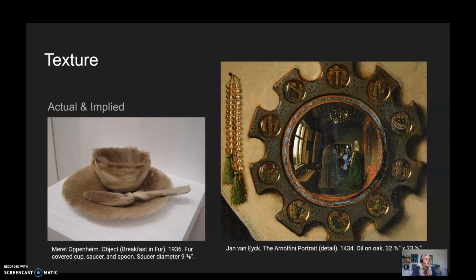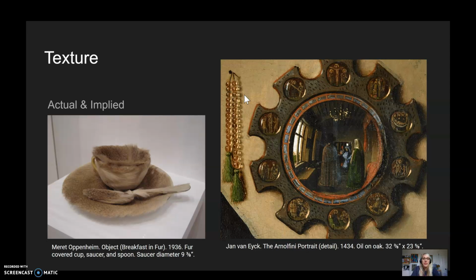Okay, and then the last element is texture. You can have either actual texture, like this Oppenheim object, Breakfast in Fur, or you can have implied texture. So if you'll remember from one of our previous lectures, the Arnolfini Portrait, this is a painting. It's two-dimensional, but when you look at it, there are textures that are implied. You know, I feel like if I was able to touch that mirror, it would be very smooth, or these beads that are hanging here. They look very smooth and shiny.